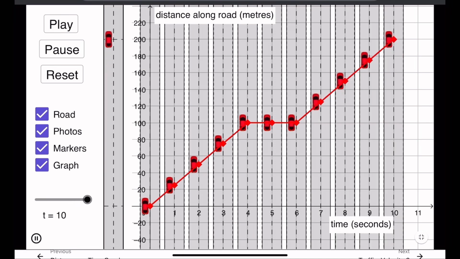As you can see, at the 4th to 6th second, the car actually stopped for a bit. That's why at 4 to 6 seconds, it's a horizontal line. So take note, from 0 to 4 seconds, it is a positive gradient because it is going away from the starting point. And at 6 to 10 seconds, still positive gradient because the car is still going away from the starting point.